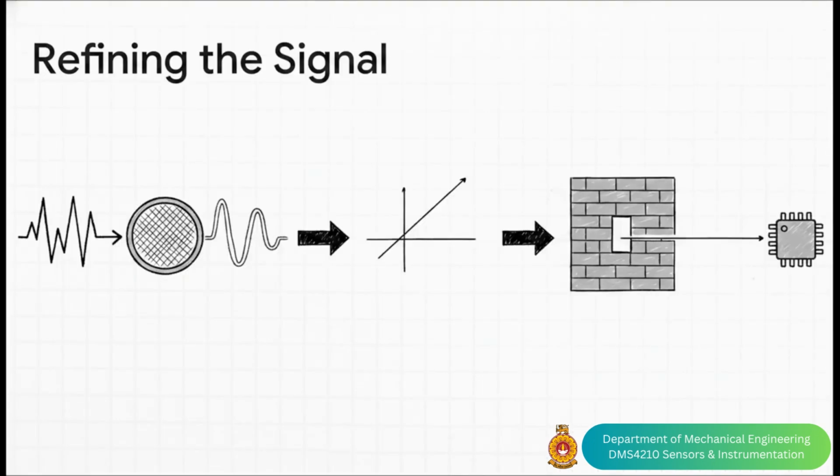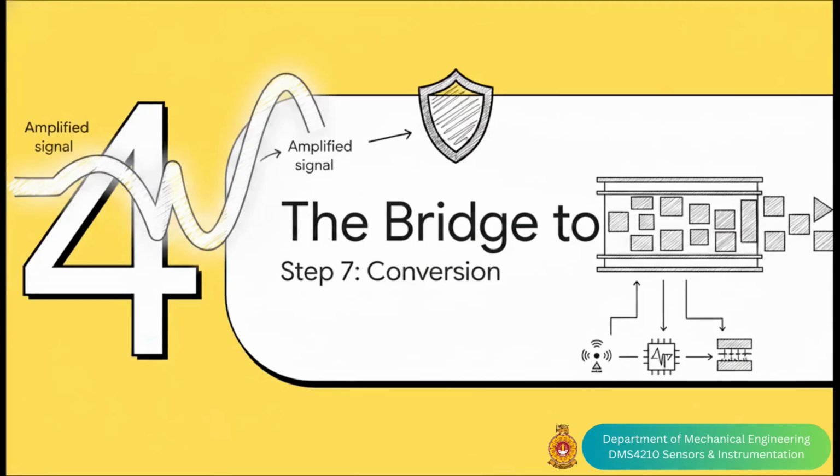Which brings us to the refining stages. In step 4, we use filters to aggressively strip away that amplified noise. Boom, now we have a loud, clean signal. Step 5 is linearization, mathematically correcting the sensor's natural curve. And finally, step 6. Isolation. Before we even dare hand this signal over to delicate computer systems, we completely isolate the circuitry to protect against catastrophic electrical interference.